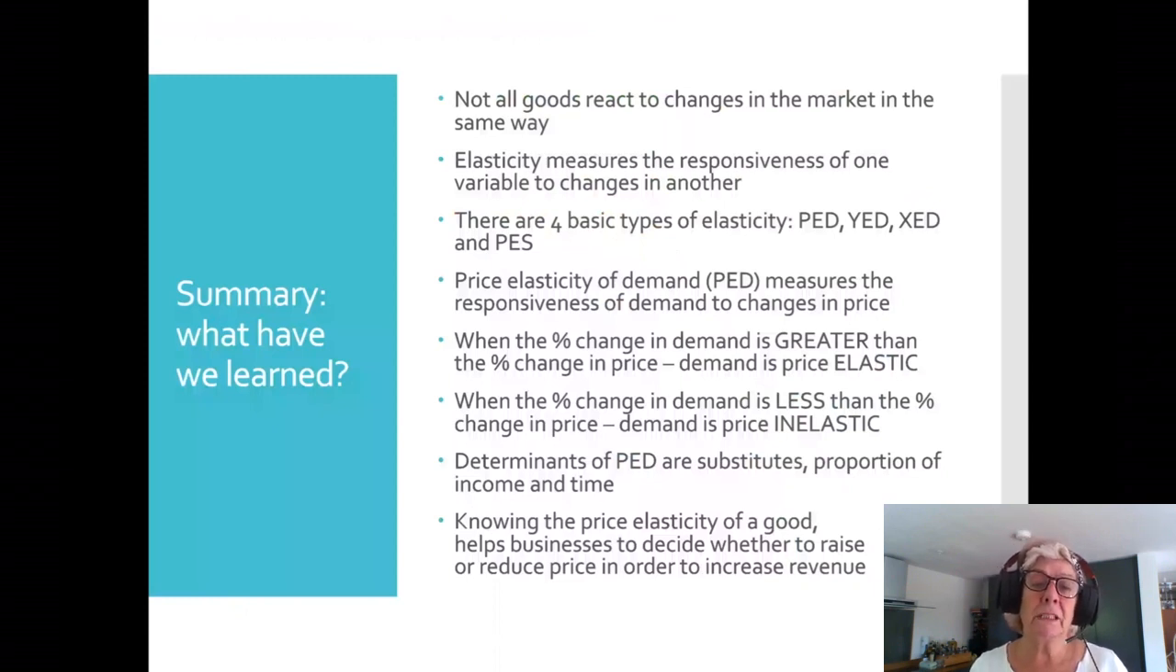We've learned that a number of things determine the price elasticity of demand of a good. Things like substitutes, how much of our income we have to spend, things like time, things like whether it's a necessity or a luxury, and a few others. And finally, and possibly the most important thing to remember in a way, is that the purpose of understanding price elasticity of demand is that it helps businesses to decide whether to raise or to reduce the price of a good in order to increase revenue.